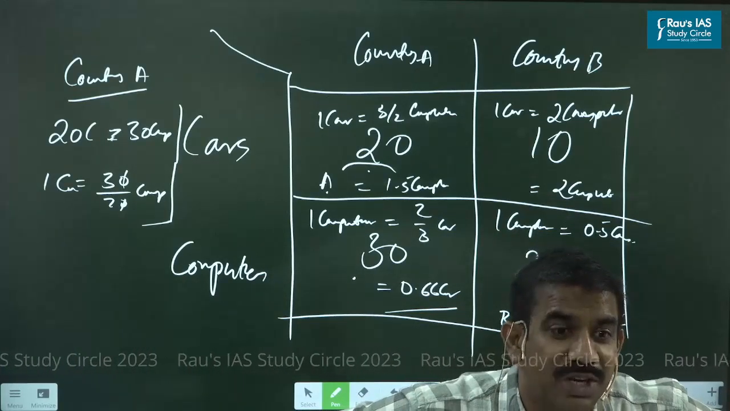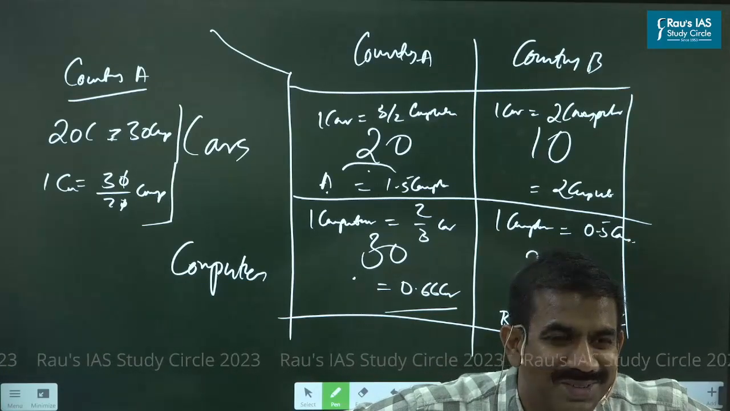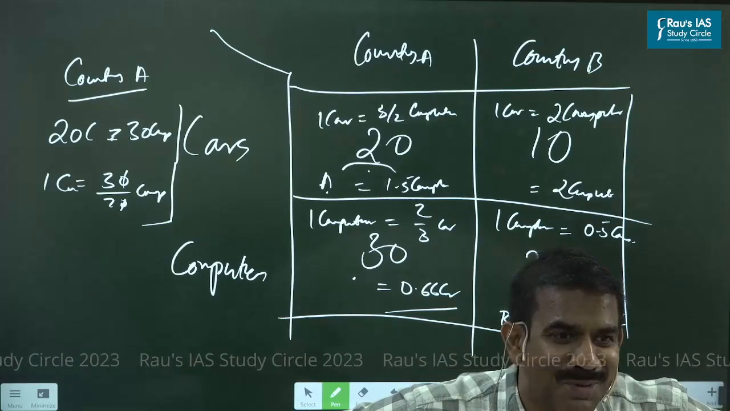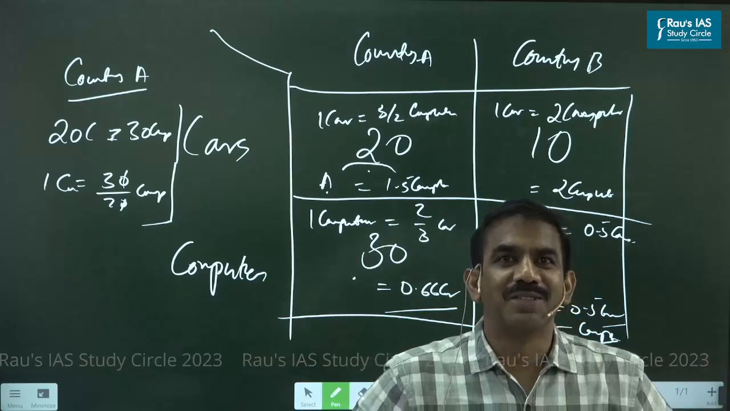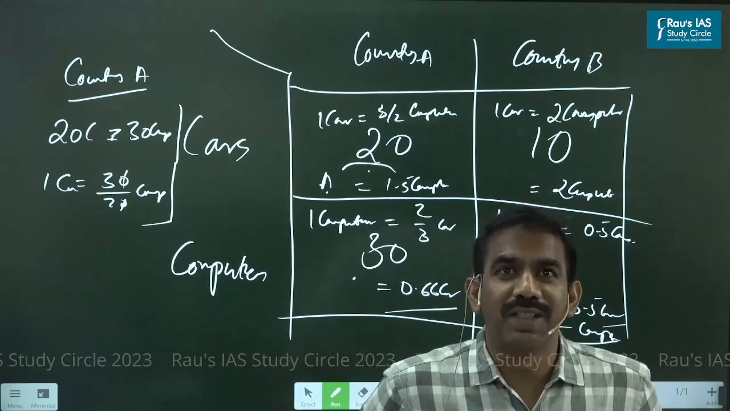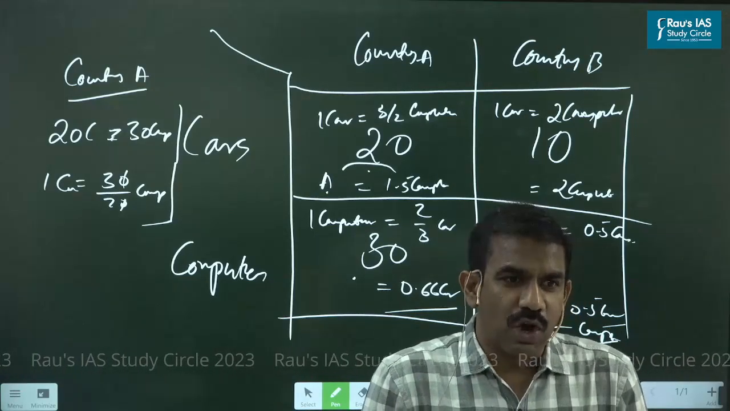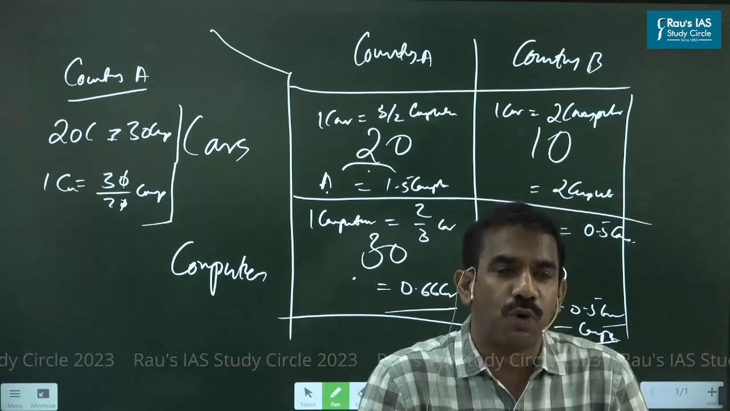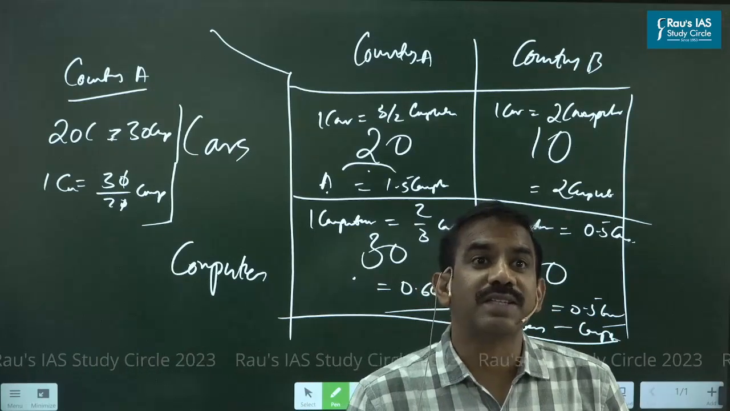So what should be the terms of trade? Okay, clear. We'll continue the discussion in the next class and find out what should be the terms of trade. So how many cars I should be willing to forego for a computer, and how many computers I need to forego in return for a car, rather than me revealing it, take this as an exercise.